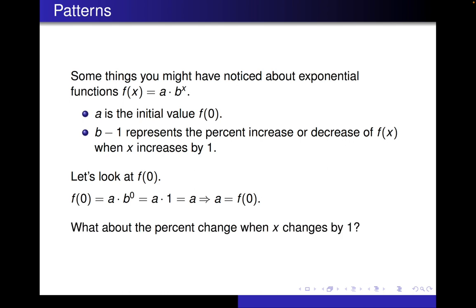All right, so let's think about now the percent change when x changes by 1. And as you can tell, we're running out of room on this slide, so we're going to have to go to another one. So what I'm going to do is look at what happens when you plug in x equals some random value n. That gives you f of n equals a times b to the n. And if you add 1 to that, you get x equals n plus 1. That gives you f of n plus 1 equals a times b to the n plus 1.